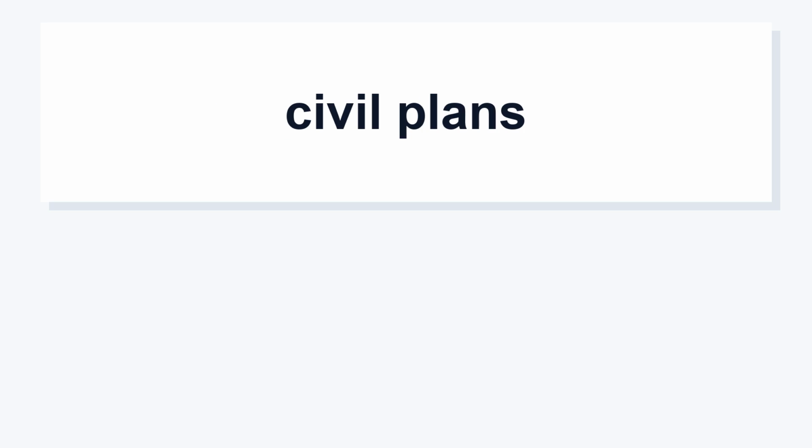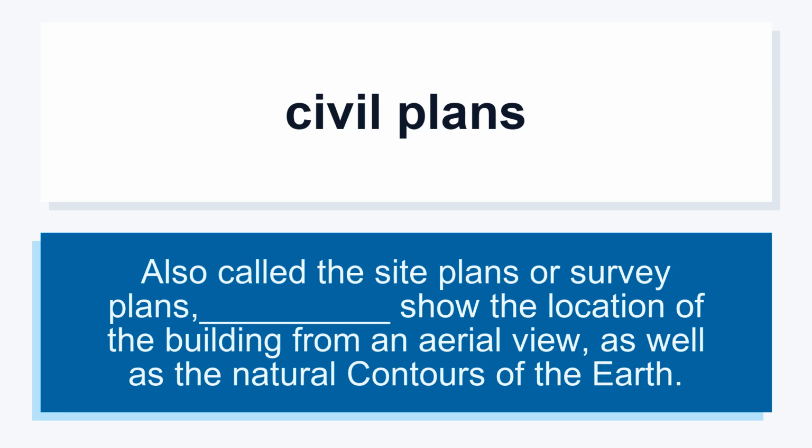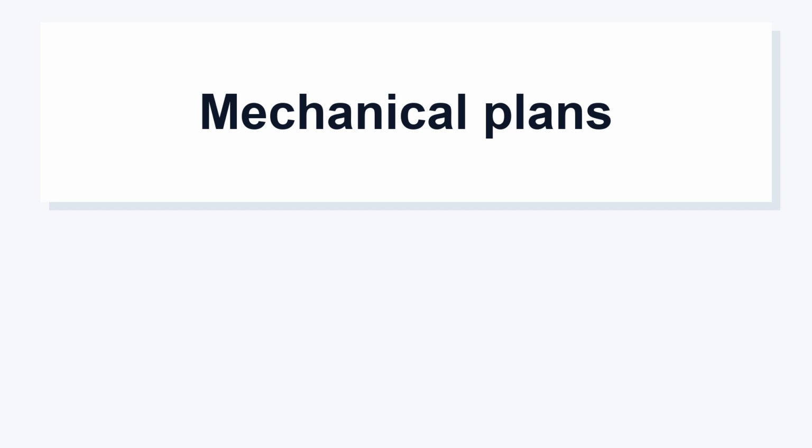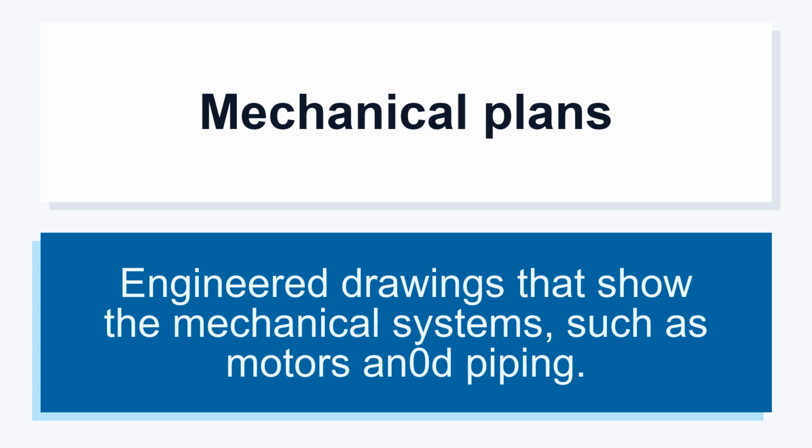Civil plans. Also called site plans or survey plans. ______ show the location of the building from an aerial view, as well as the natural contours of the earth. Mechanical plans. Engineered drawings that show the mechanical systems, such as motors and piping.